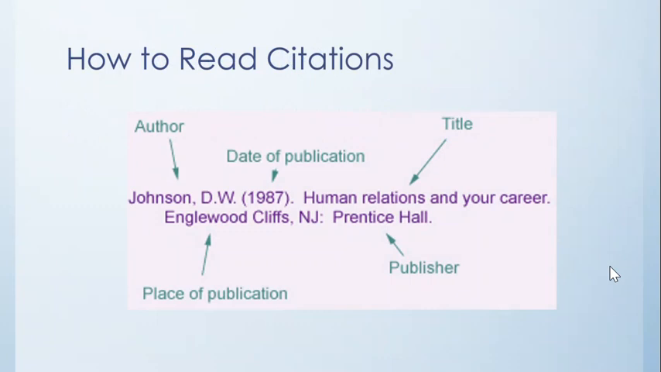Here we have the citation of a book. The title of the book is Human Relations in Your Career. The author is D.W. Johnson, and the book was published in 1987 in Englewood Cliffs, New Jersey by Prentice Hall, who is the publisher.